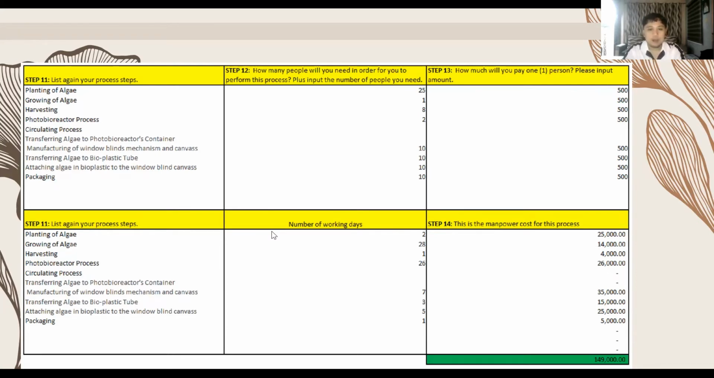For the planting of algae, we need 25 people to work for 2 days. They will receive a 500 pesos salary per day and will cost the company 25,000 pesos for the planting process. The same process of computation is applied for the rest of the processes and manpower involved per process. The total manpower in 1 month of production is priced at 149,000 pesos.